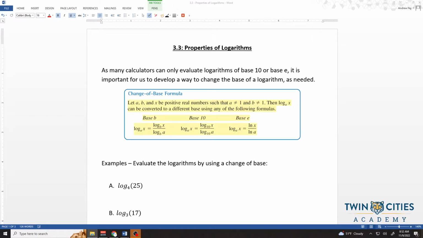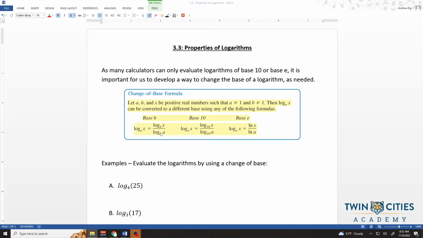So let's say that we've got here log base a of x. So a could be anything, could be 3, could be 17, could be 25, as long as it's not 10 or e. Well, that means that we can't put it into our calculator as it is. But what we can do is split this up, make this a fraction here, and for the top part, say this log base a of x is the same as log base b, and we get to choose what b is, of x over log base b of a.